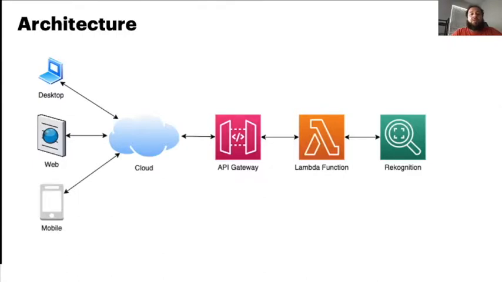Here's a quick and simple architecture. The left side of this diagram, which is actually creating the desktop, web, or mobile application, that's going to be beyond the scope. We're not going to create a mobile, web, or desktop client.